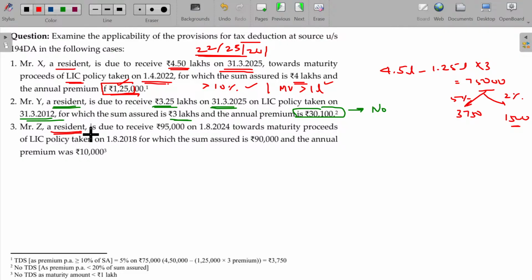Mr. Z, a resident, is due to receive 95,000. 95,000 is the overall value itself, less than or equal to 1 lakh. No TDS is liable. You need not worry further about this. Hope now you'll be able to understand the calculations also.